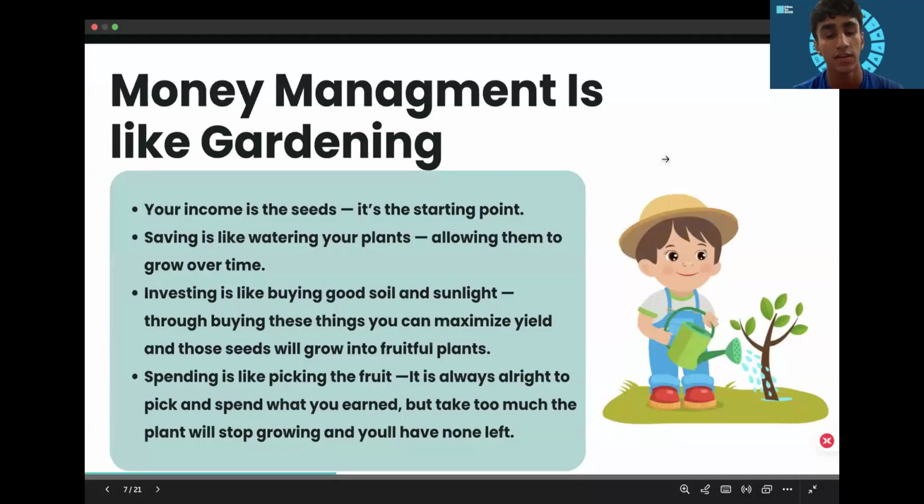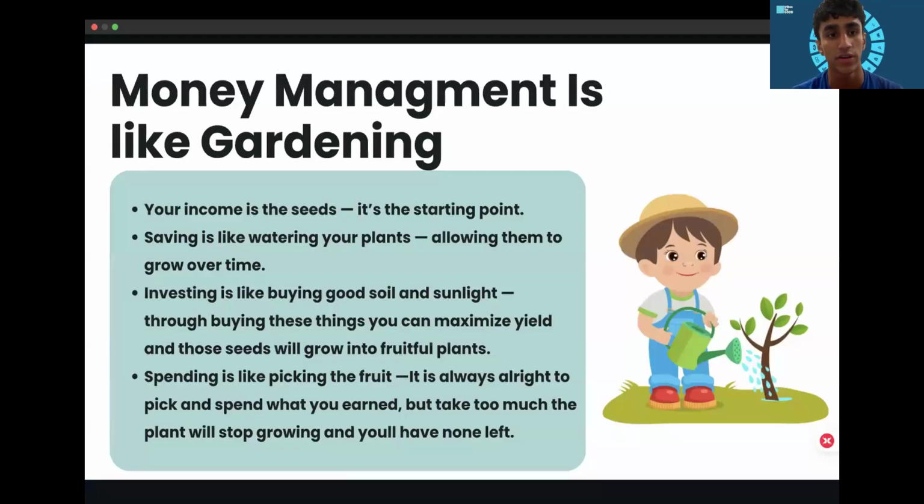An easy way to think of it is that money management is like gardening. Your income is the seeds, essentially the starting point. Saving is like watering your plants, allowing them to grow over time. Investing is like buying good soil and sunlight. Through buying these things, you can maximize your yield, and those seeds will grow into very fruitful plants. Spending is like picking the fruit. It is always your right to pick and spend what you earn, but take too much, and the plant will stop growing. I think I see a hand, Mansi.